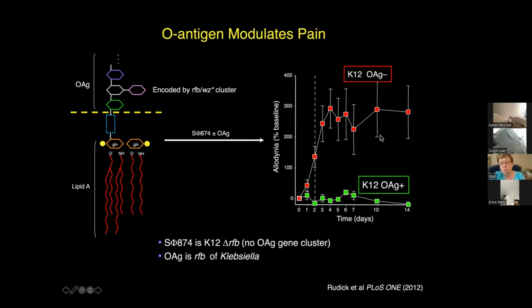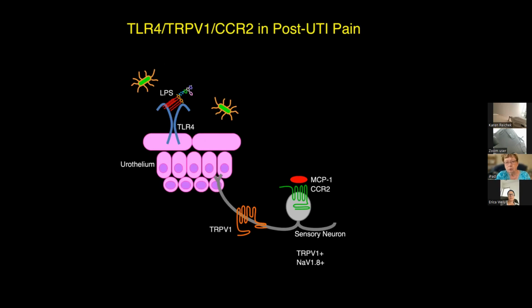But when we strip off that O antigen, so the LPS lacks this carbohydrate structure, these bacteria cause pain that persists for weeks and months when put into mice. In fact, the infection is cleared very rapidly in these mice because it's a very benign E. coli strain, but nonetheless, a single infection with a bad bug, if you will, can cause chronic pelvic pain in mice.